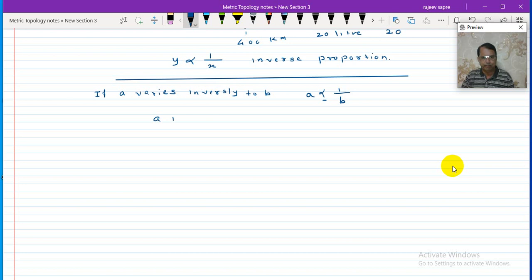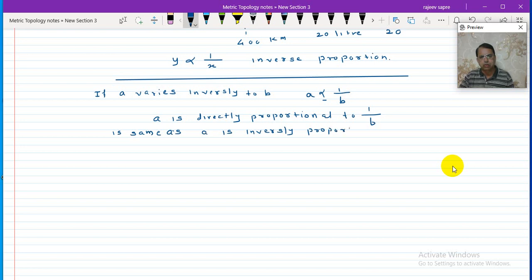A is directly proportional to 1/b, and this is same as A is inversely proportional to B.